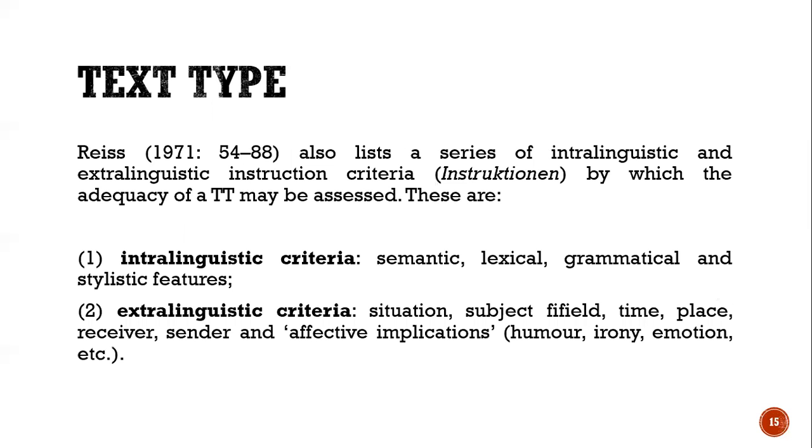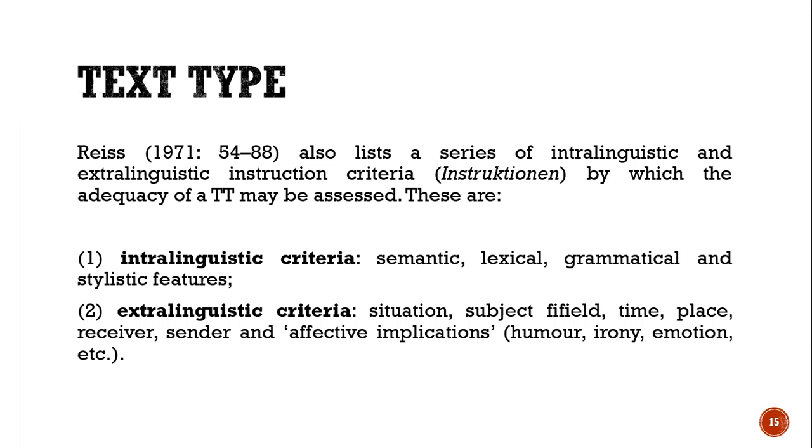Okay, sir. Now, this is the last part of our today's discussion. You see, Reiss also lists a series of intralinguistic and extralinguistic instruction criteria by which the adequacy of a target text may be assessed. The adequacy, that means the things that we have in the target text, you can assess it. You can evaluate that thing, and then also you can transmit it in the target text. So the adequacy of the target text can be assessed if you try to follow this.